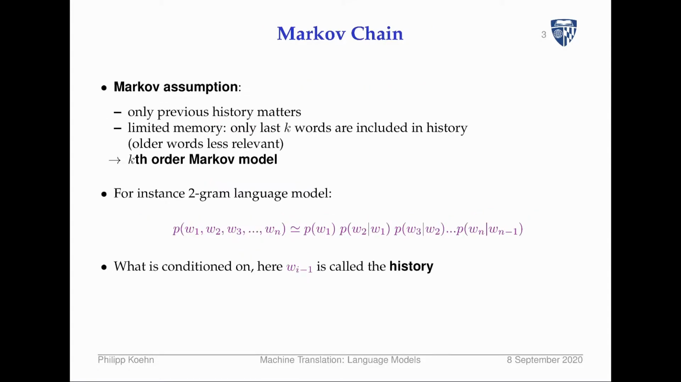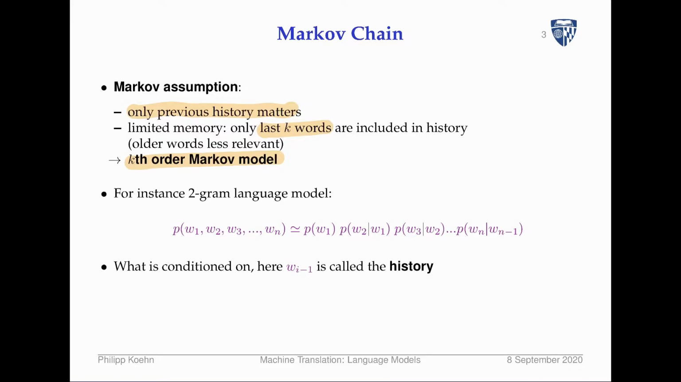This is where the Markov assumption comes in. So the assumption is, well, when we make a prediction, only the previous history matters. But the Markov assumption also says we only look at a limited memory. So only the last, let's say, k words, and k might be any number, are included in the history. So this is then called a kth order Markov model.